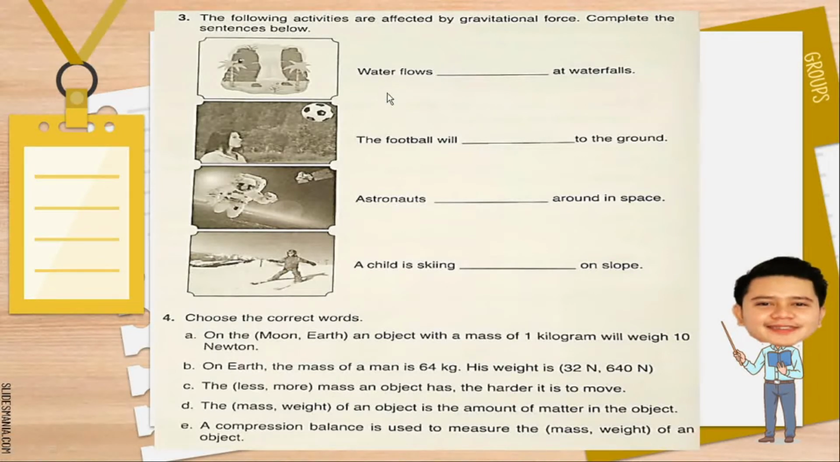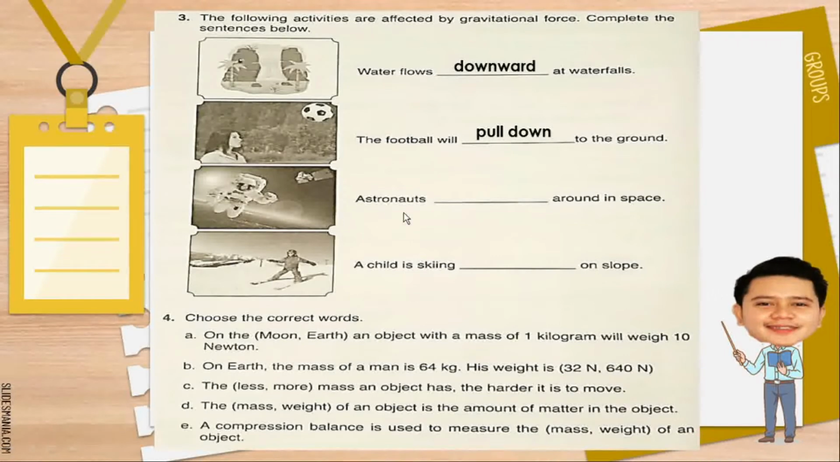We have water flows blank at waterfalls. So what do you think is the correct answer from the vocabulary words? That is a downward. Very good. So again, water flows downward at waterfalls. Very good. Next, the football will blank to the ground. So what do you think is the correct answer? That is pull down. Okay, the football will pull down to the ground.